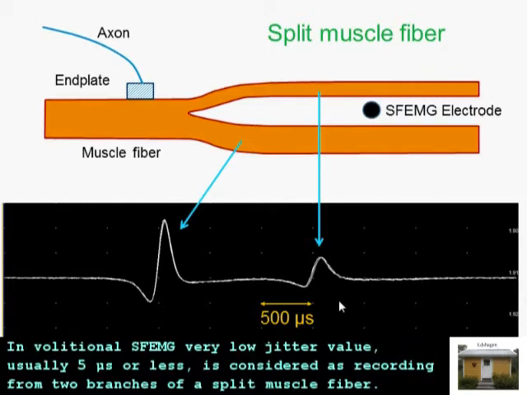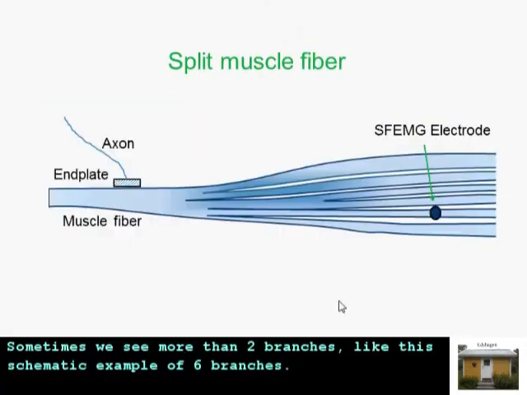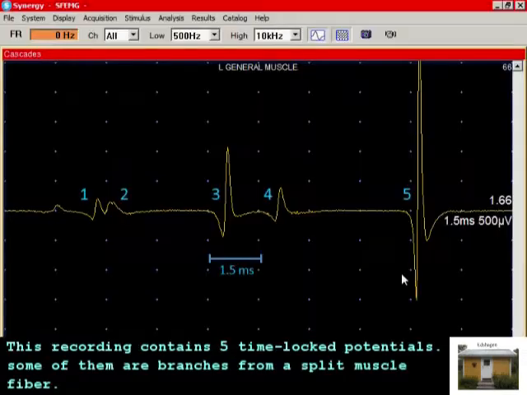In volitional SFEMG, very low jitter value, usually 5 microseconds or less, is considered as recording from two branches of a split muscle fiber. Sometimes we see more than two branches, like in this schematic example of 6 branches. This recording contains 5 time-locked potentials. Some of them are branches from a split muscle fiber.